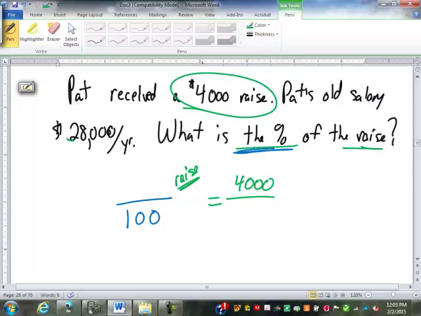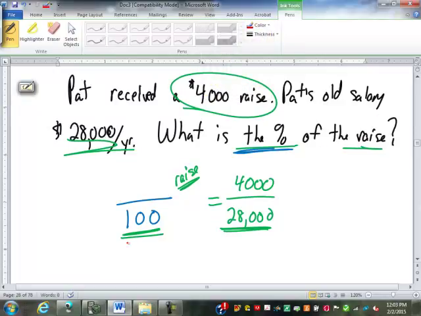Now, you might be tempted just to plug the 28,000 in down here, but you have to ask yourself, is that 28,000 describing the whole amount or the beginning amount? And in this case, it is. The 28,000 is the starting amount, and then her raise is on top of that. So in this case, it is appropriate that the 28,000 goes down there with the 100. But you always should double check just to make sure.